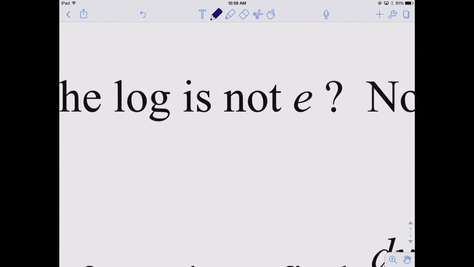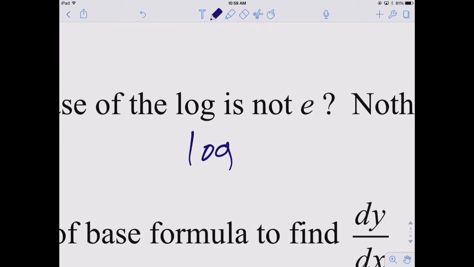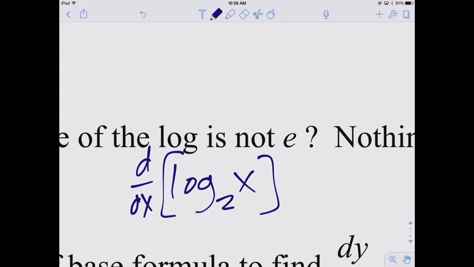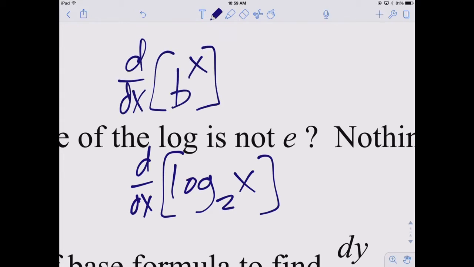What if we're taking the logs of things that are not base e? Like if I ask you for the derivative with respect of log base 2. We know how to do it with exponentials, right? Let's review that. The derivative with respect to x of base b to the x, if it's not base e, of course, it's itself. And we did what? Times the natural log of the base. That was that vertical dilation factor.